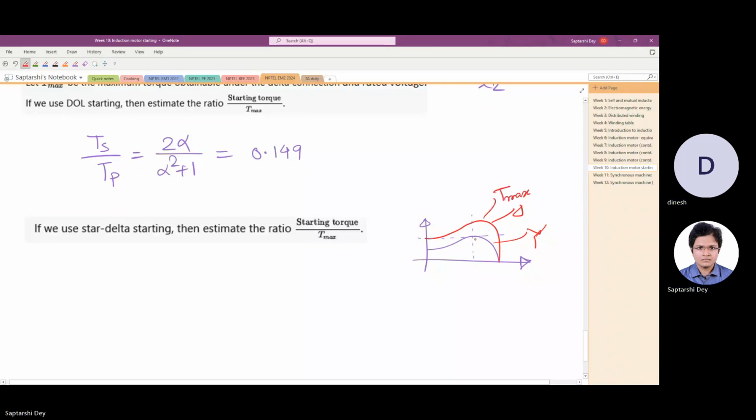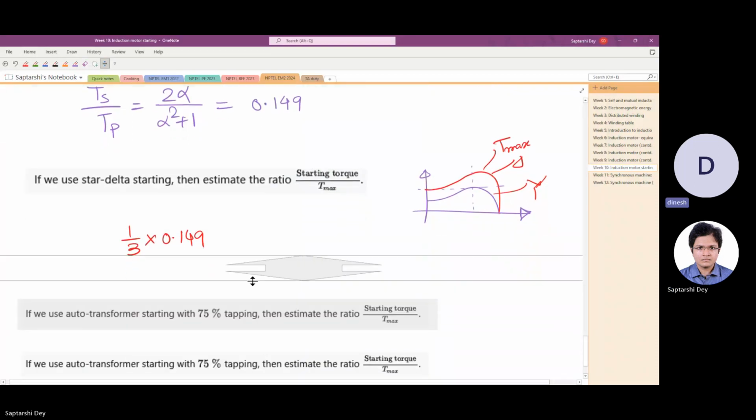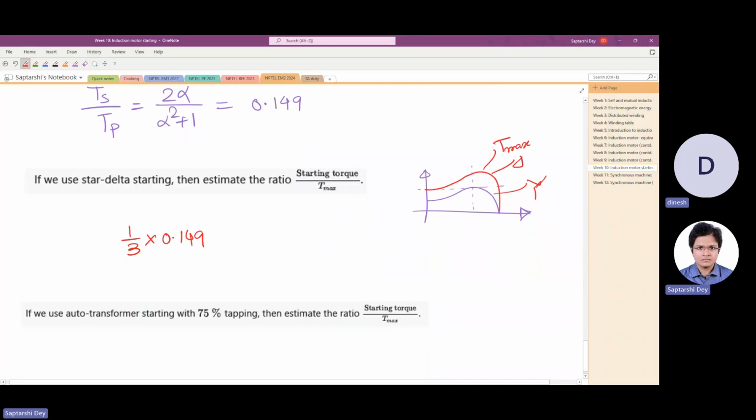For any characteristic you do in this way, the starting torque by Tmax ratio will be the same, because 2 alpha by alpha square plus 1 is the same. But what they are doing here is comparing the starting torque with the previous Tmax. Now starting torque has become one third, so the ratio will become one third. Understandable, no? No, what you were saying, sir, it will remain the same.